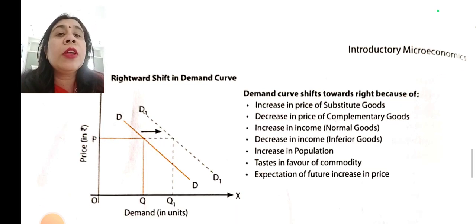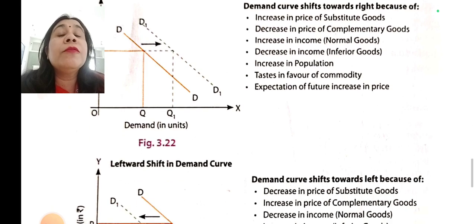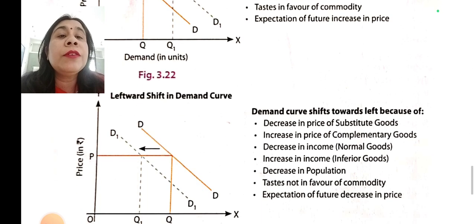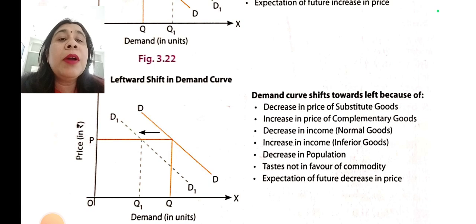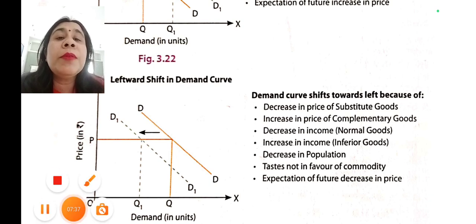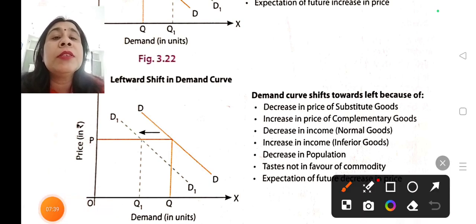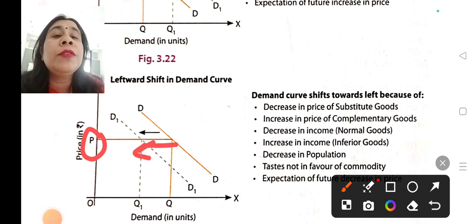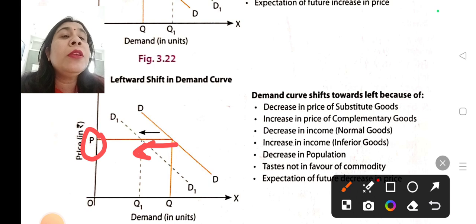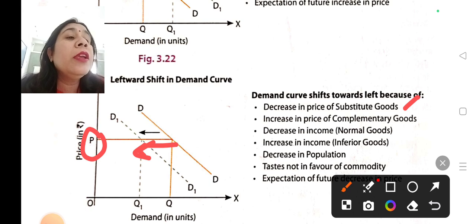Let's now see what are the reasons when the demand curve shifts leftward. See now, demand is declining here even at the same price. You can see on your screens price is the same again, but demand curve has shifted. Now why is this shifting? Because of the following reasons. Decrease in the price of substitute good will shift the demand curve leftward. Increase in the price of complementary good, again shifting the demand curve leftward.